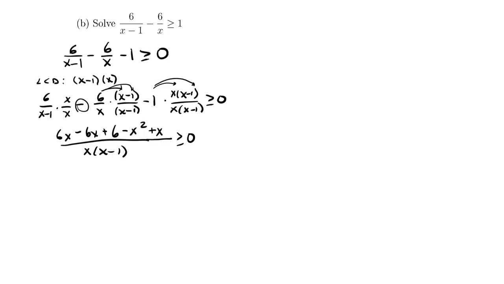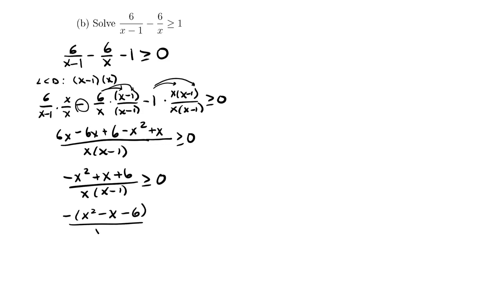All right, simplifying that numerator, the 6x's go away. So I have negative x squared plus x plus 6 over x times x minus 1 greater than or equal to 0. All right, that numerator, I'm going to take out a negative because I don't like that. Oops, back up. Negative, x squared minus x minus 6 over x times x minus 1 greater than or equal to 0. And then I'll keep factoring.